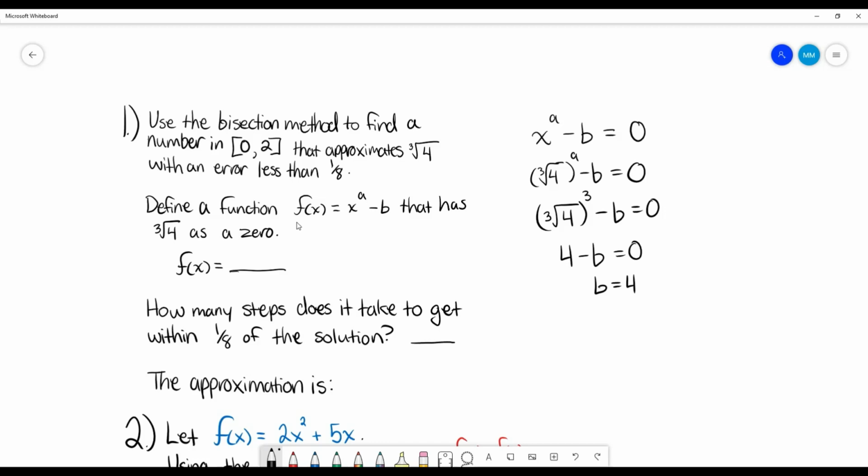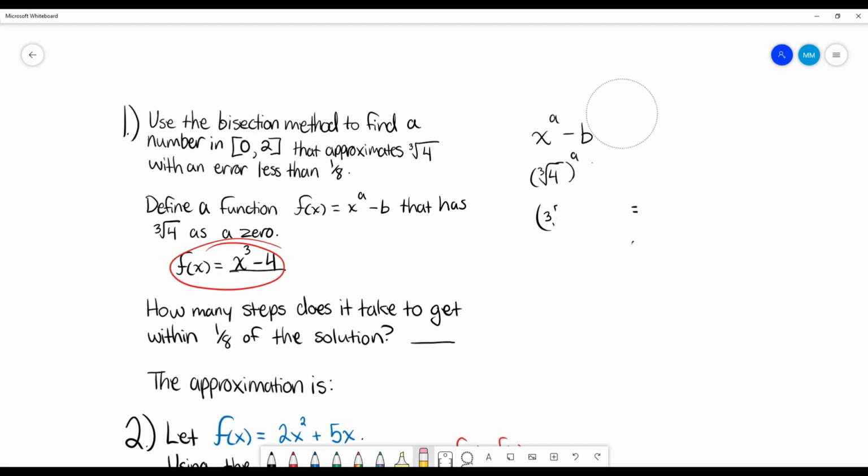So our function f of x is going to be x cubed minus 4, because we just found that a needs to equal 3 and our b needs to equal 4, so we just plug those back in right here. And there we go. We've got that first step done. I'm going to erase this really quick.